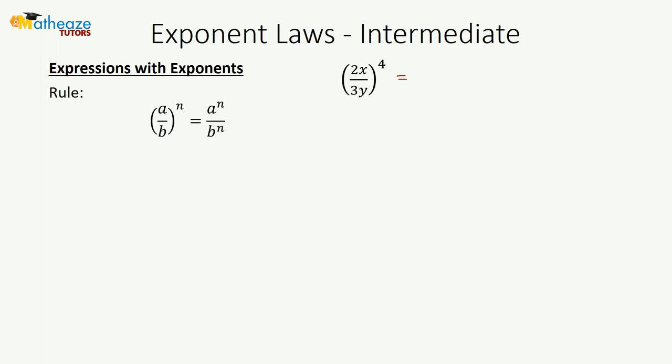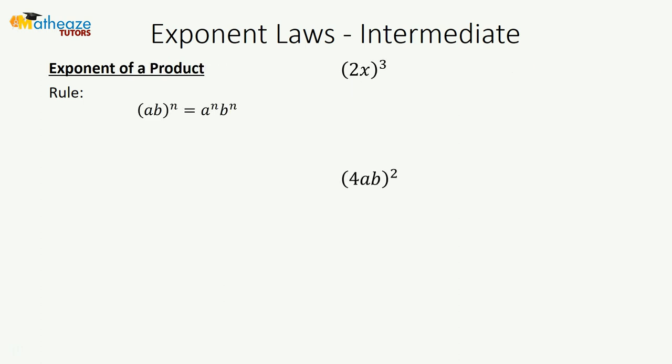So here we have 2x over 3y, all to the power of 4. We'll leave it at this, and then the next rule will show us exactly what we do with this. In this case, we have to the power of 0. So this is 4x to the power of 0 divided by y to the power of 0, which is 1 over 1, which is 1. Or you could just ignore all of this stuff here, and because it has an exponent of 0, it's automatically 1.